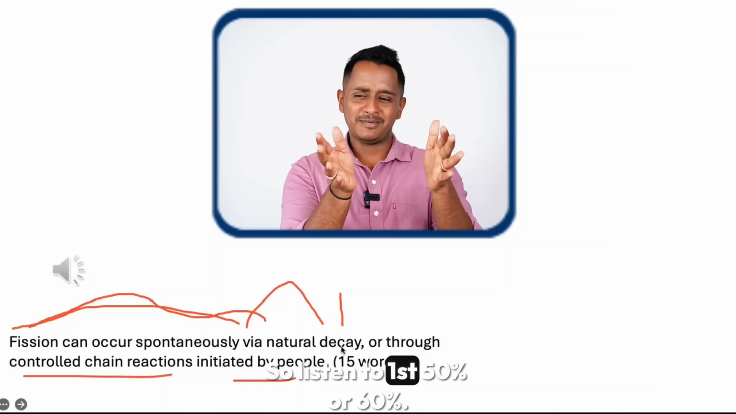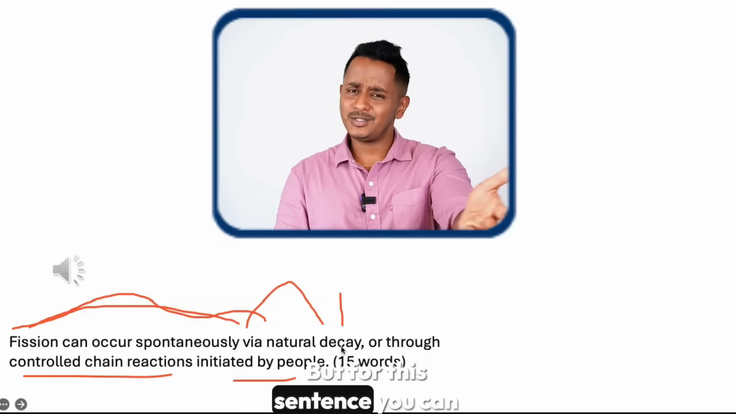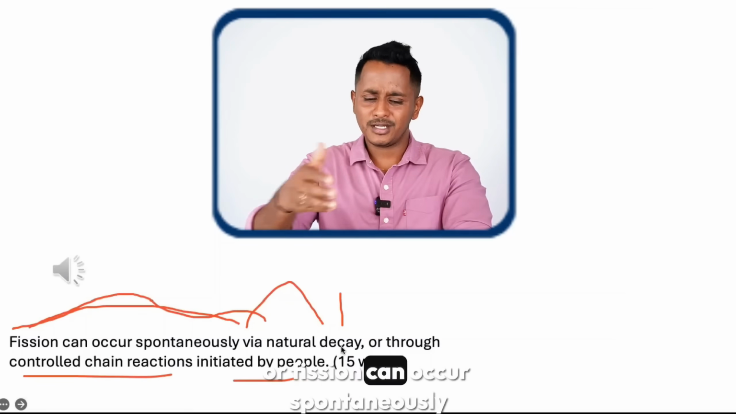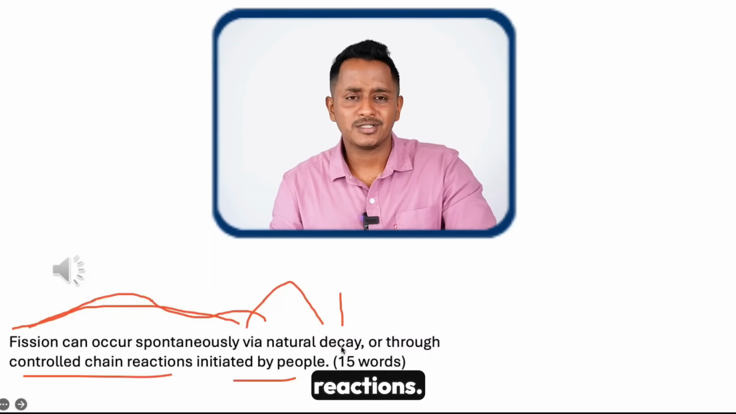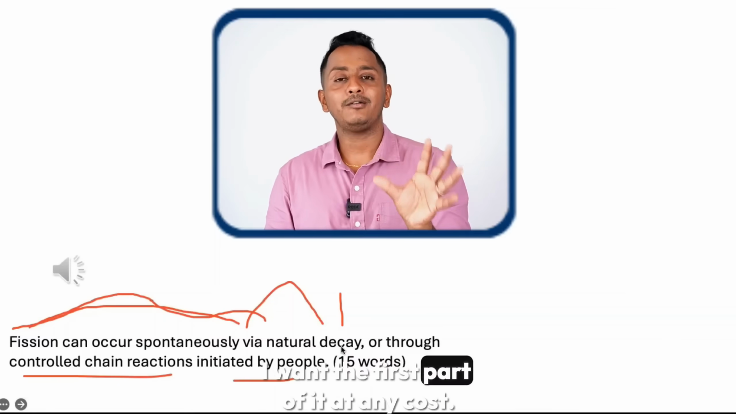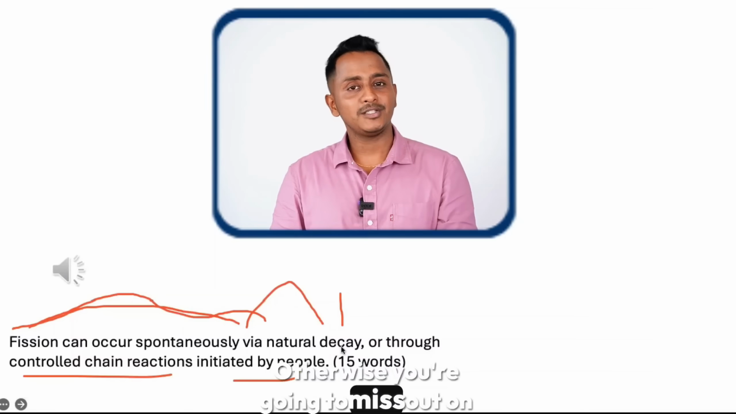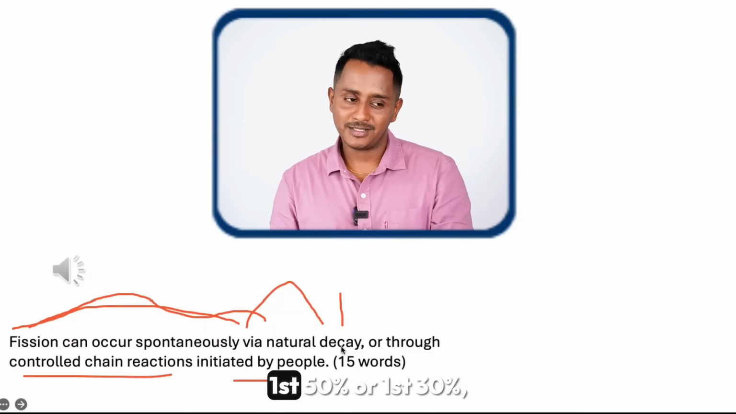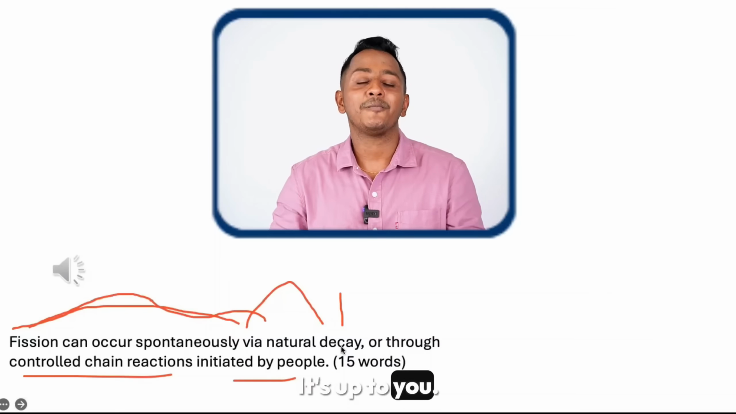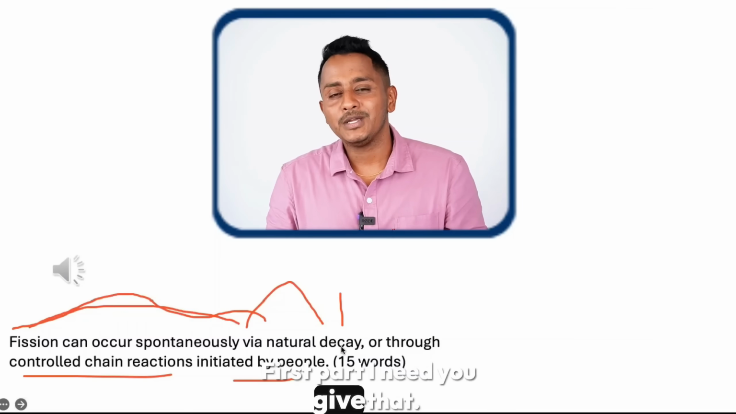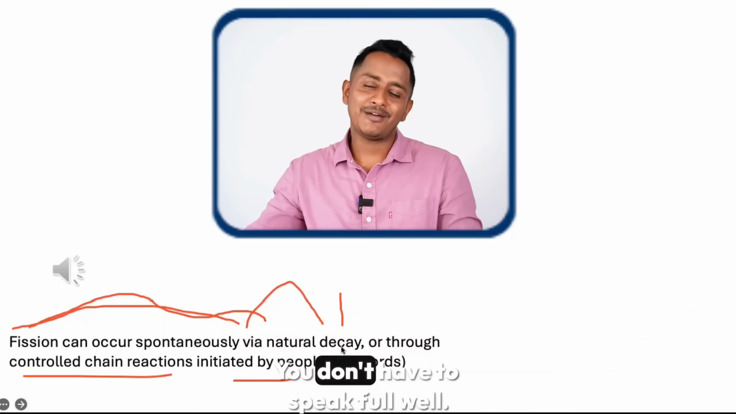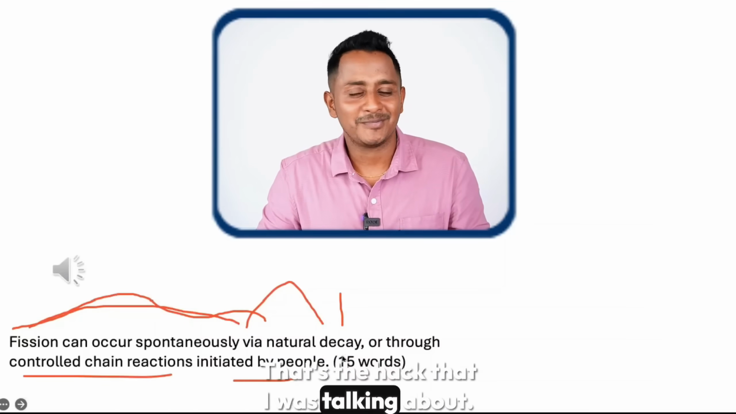So listen to the first 50% or 60%. Or for this sentence you can say "Fission can occur spontaneously," or "through chain reactions," or "Fission can occur spontaneously or through controlled chain reactions." I want the first part of it at any cost, otherwise you're going to miss out on a lot of marks here. First 50% or first 30%, last 30%, it's up to you. First part I need, you give that, you're going to definitely get a very good score. This is the hack. You don't have to speak fully. That's the hack that I was talking about.